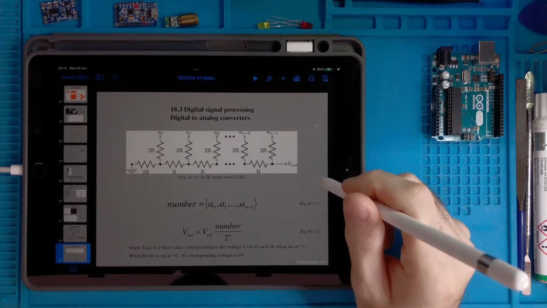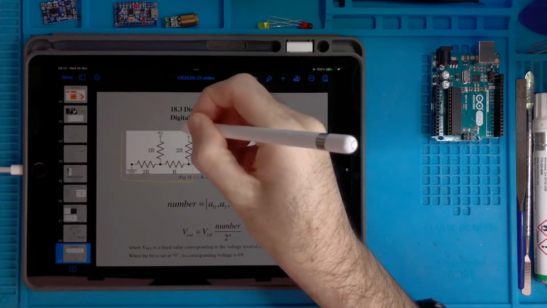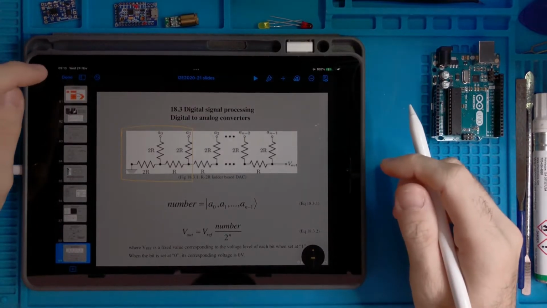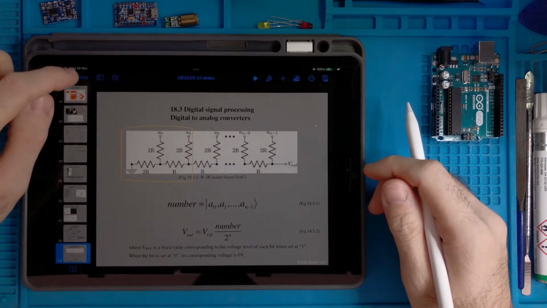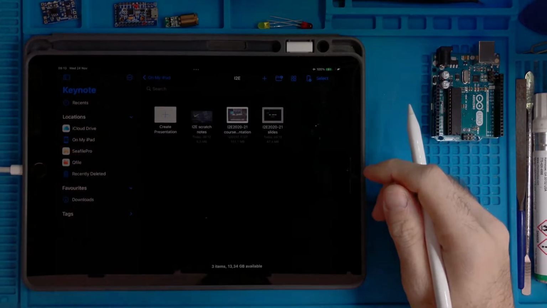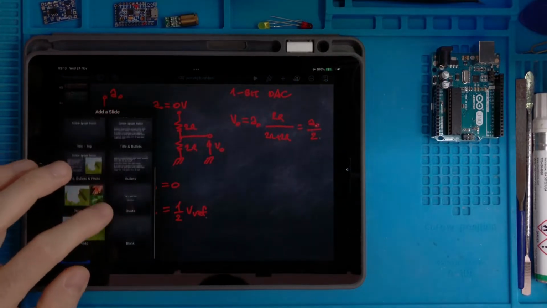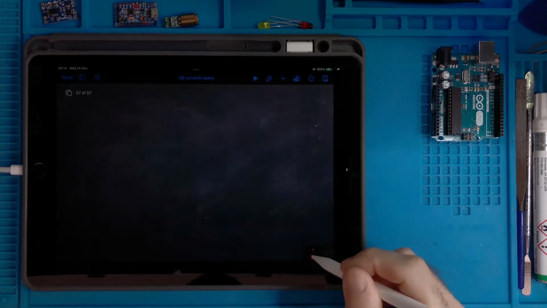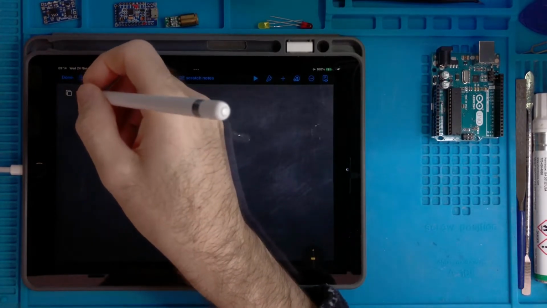So now let's try to calculate what happens if we implement a 2-bit ladder. Okay, let's go back to the blackboard. Okay. So now we want to analyze this circuit.